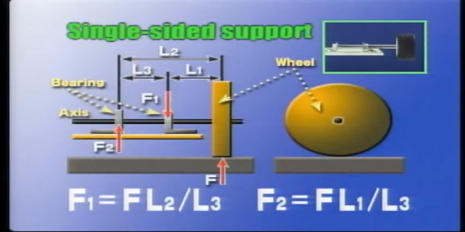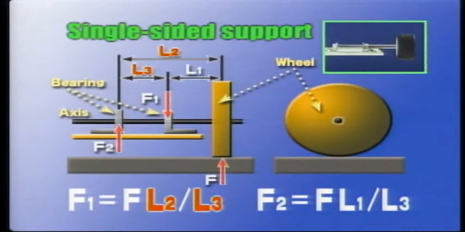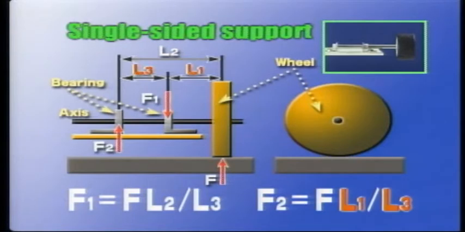This is an example of bad design. When a wheel is overhung on two bearings like this, a very large force is applied to the bearings. This is shown in the equation here. The force applied to the inner bearing, compared to that applied to the wheel, is the same as the ratio of L3 to L2. The force applied to the outer bearing, compared to that of the wheel, is the same as the ratio of L3 to L1.